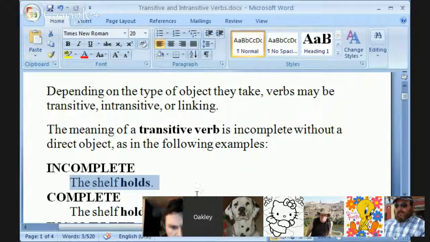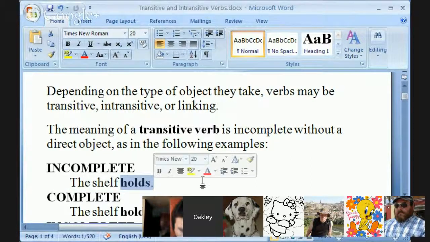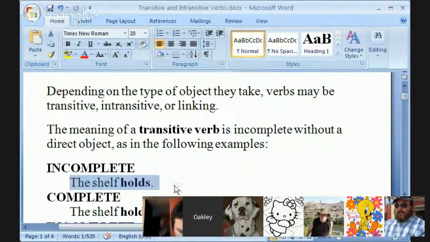No, I mean about a transitive verb. Yes, a transitive verb needs a noun. That's right. But any sentence in English needs to have a subject, like the shelf, and a verb, like holds. But this does not make sense. It's not a sentence because it doesn't make sense. It's not a complete thought. A sentence must be a complete idea that makes sense all by itself. So in this case, it's a transitive verb because the shelf holds makes absolutely no sense.